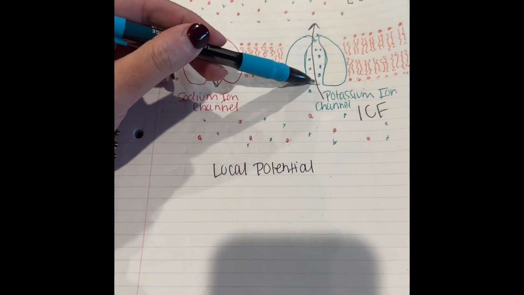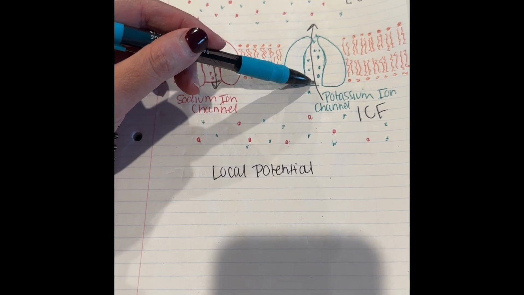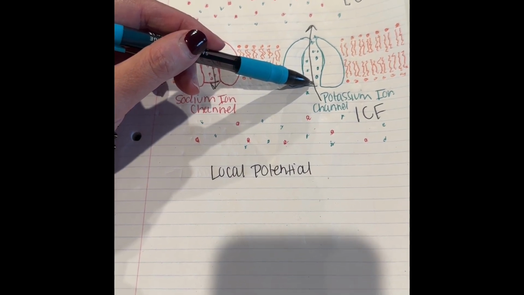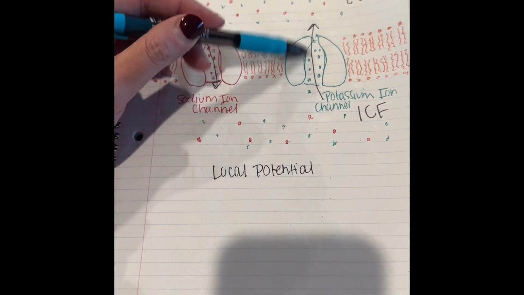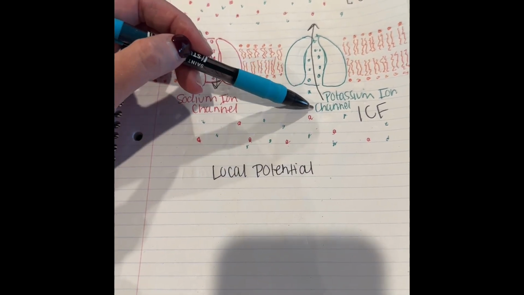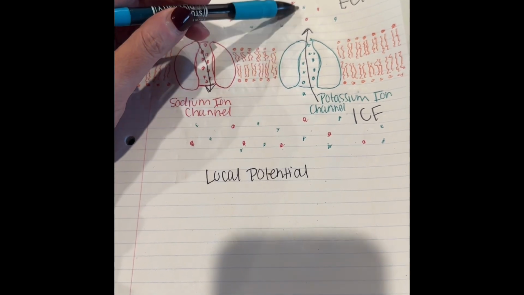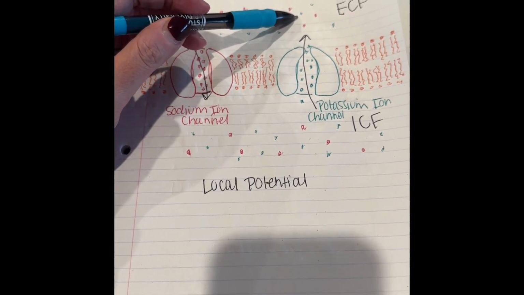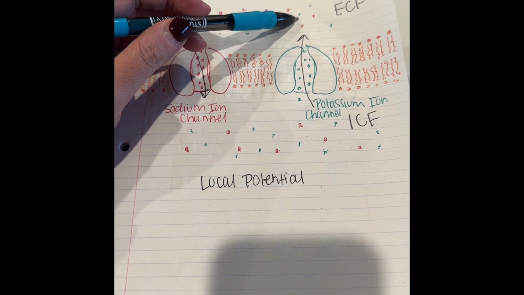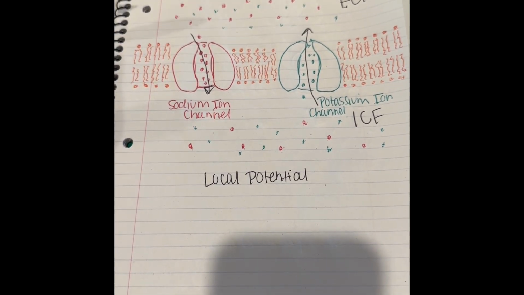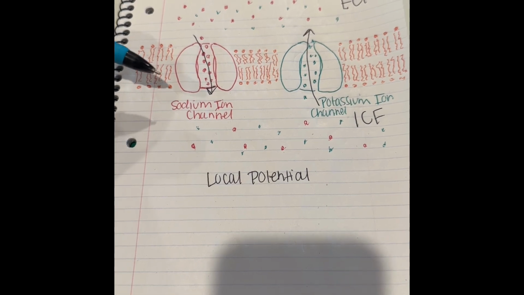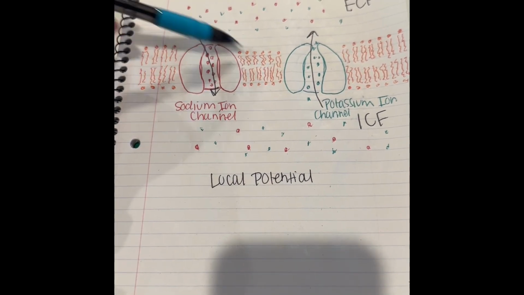If the potassium ion channel is stimulated and the gate opens, we see that the potassium ions diffuse out of the cell, making it even more negative. So the potassium leaves the ICF and enters the ECF through the potassium ion channel. And this is called hyperpolarization. These are examples of local membrane potential because it only affects the immediate segment of the membrane.